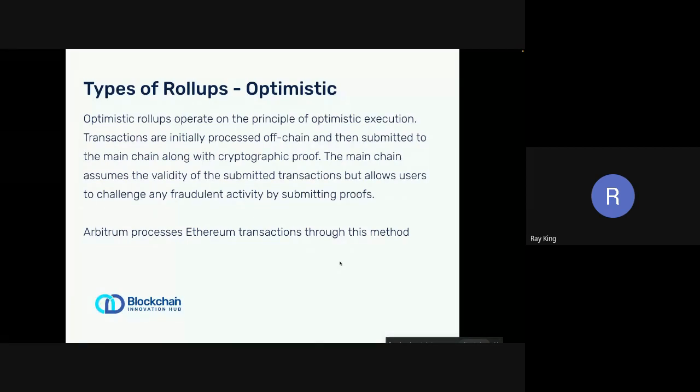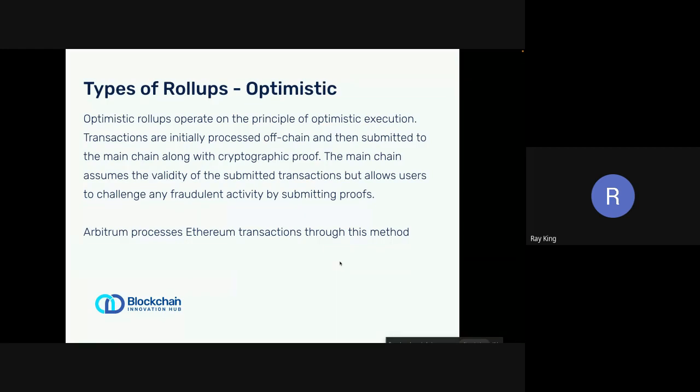Now, Arbitrum processes Ethereum transactions through this method. So we need to understand that Arbitrum makes use of rollup, and in particular, the optimistic rollup, which is a case where the main chain assumes the validity of the submitted transactions.